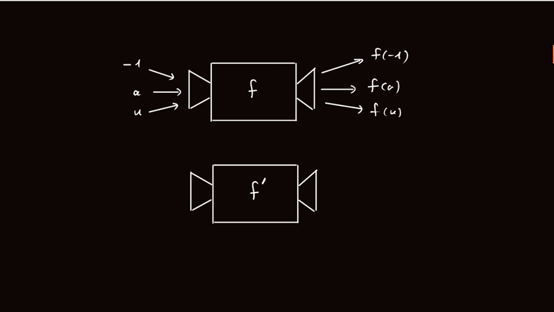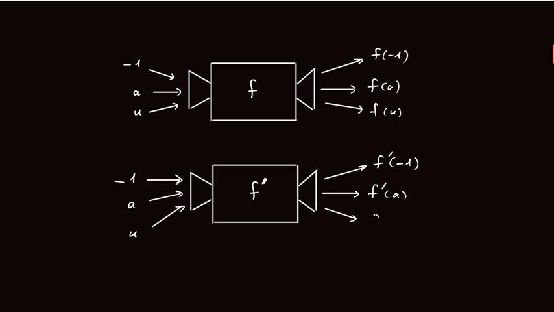So f is a function, but f prime, the derivative of f, is also a function. So I can plug in an a, and out comes f prime of a, the derivative of f at a. Or I can plug in -1, and out comes f prime of -1, or I can plug in another variable or expression, u, and get out f prime of u. So the derivative is a function just like f is, but it's a different function.